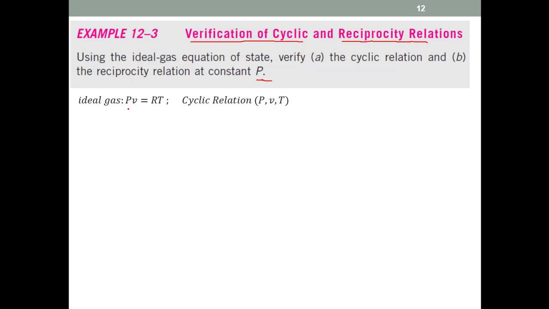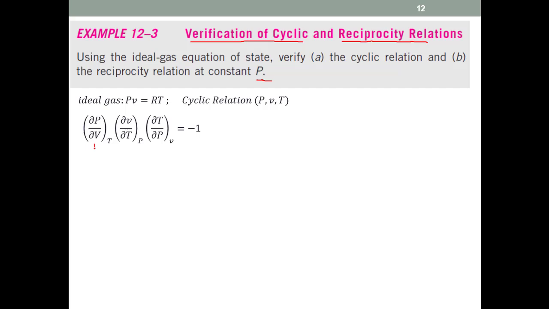We know that the ideal gas equation is PV is equal to RT. So what will be the cyclic relation? The cyclic relation means there should be 3 variables. Let's say pressure, volume, and temperature. So how can we write down the cyclic relation for this one? Starting from the pressure, partial P by partial V when T is constant, then partial V by partial T when P is constant, then partial T by partial P when V is constant. So that should be equal to minus 1.